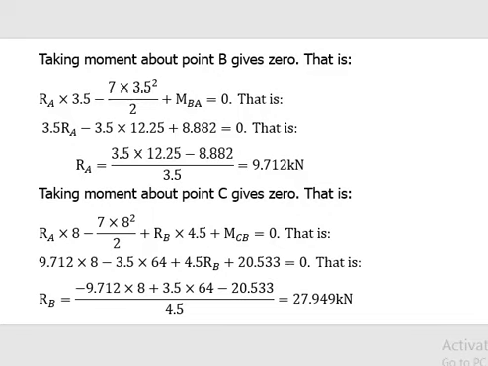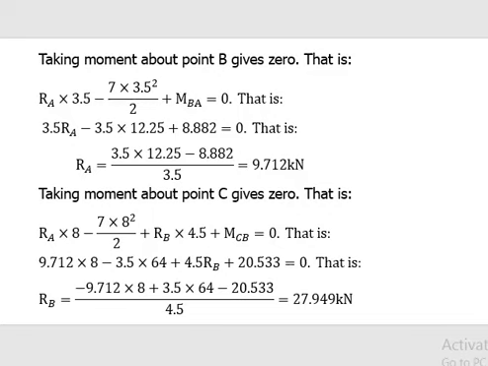The next thing is to employ the equilibrium condition to get the support reactions. Taking moments about point B gives 0. That is RA times 3.5 minus 7 times 3.5 square over 2 plus MBA, all the moments just before support B, is 0. Solving this out will give RA to be 9.712 kilonewton.